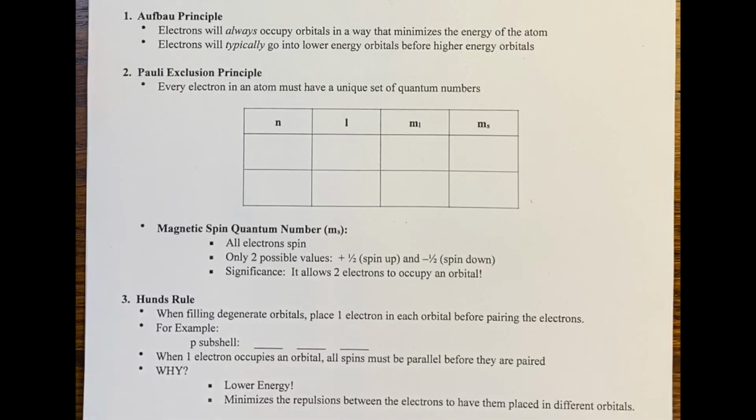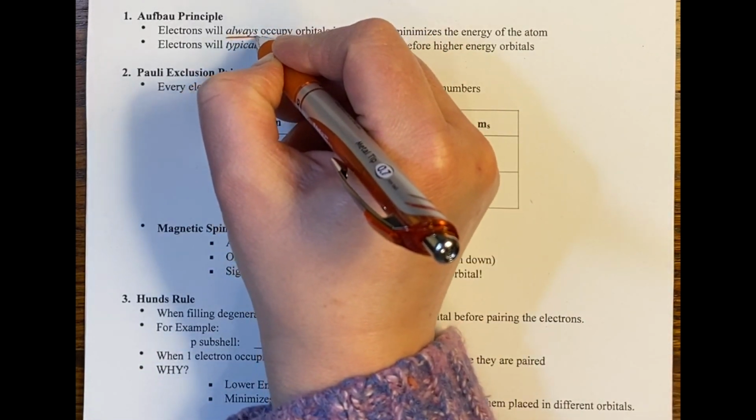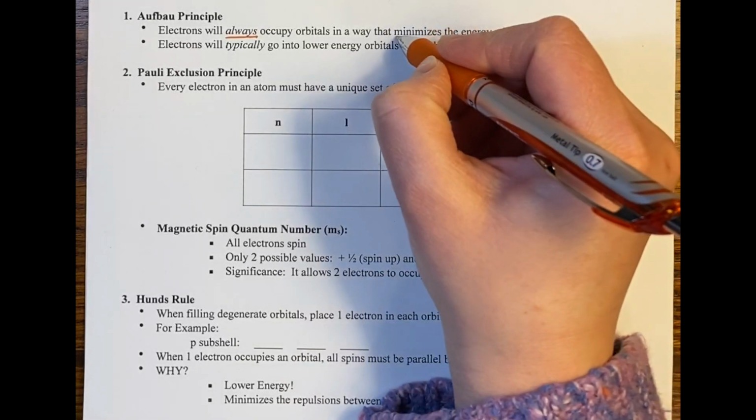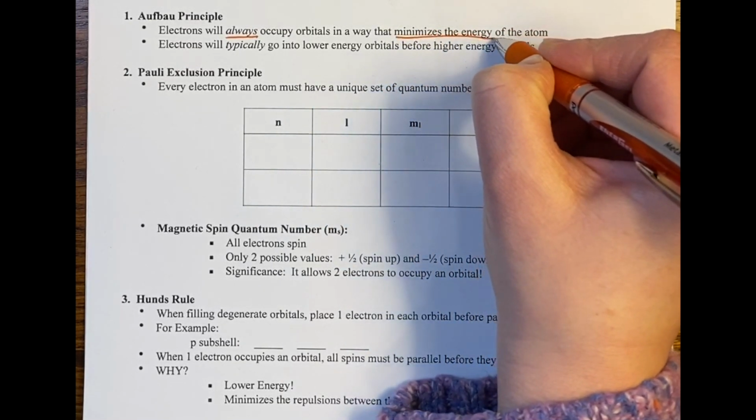Now, there's three rules for electron configuration that I want to make sure you know about. And the first one is the Aufbau principle. The Aufbau principle says that electrons will always occupy orbitals in a way that minimizes the energy of the atom. Now, a couple key words I want you to pay attention to: our electrons will always occupy the orbitals in a way that minimizes the energy of the atom.